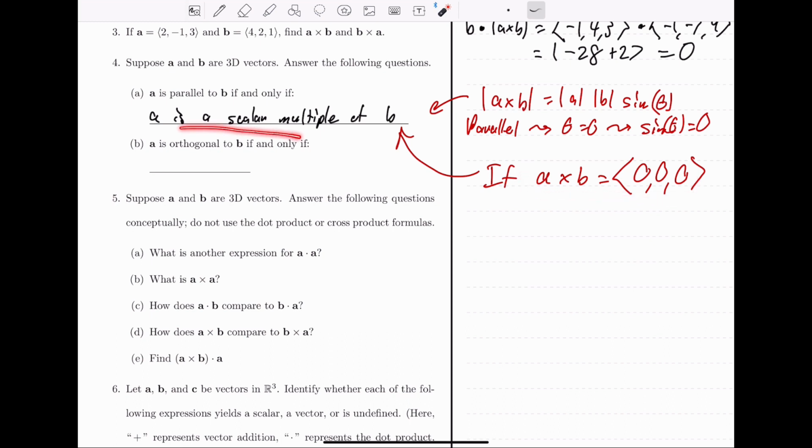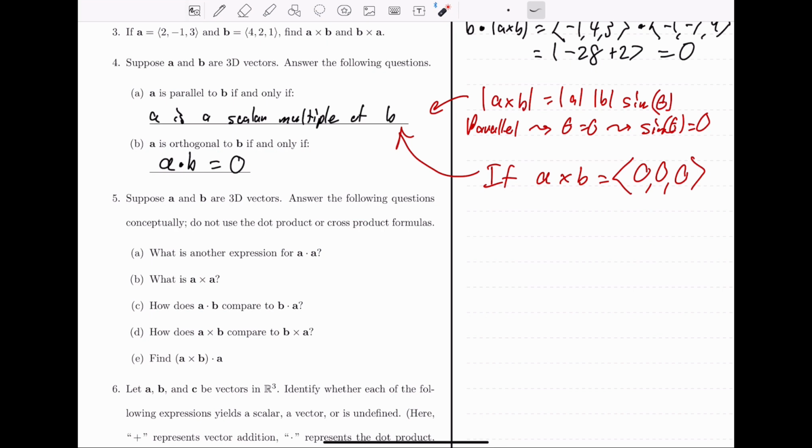How do we tell if two vectors are orthogonal or perpendicular? For this, we use the dot product. Two vectors are perpendicular if the dot product, a dot b, is 0. Remember that the dot product is a scalar, so a dot b equals the scalar 0. Cross product is a vector, and for parallel vectors, the cross product will be the 0 vector.